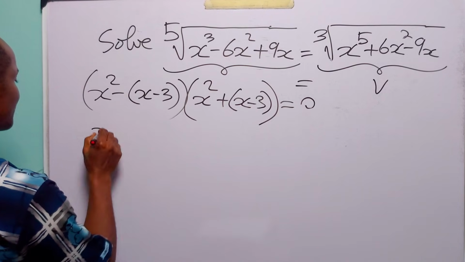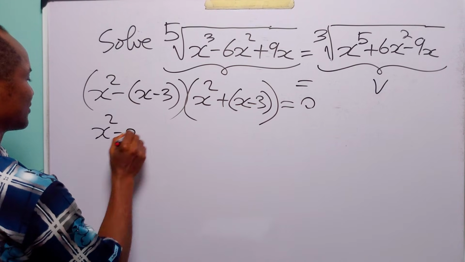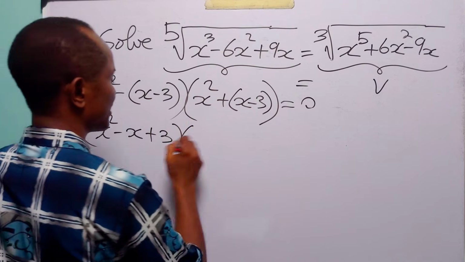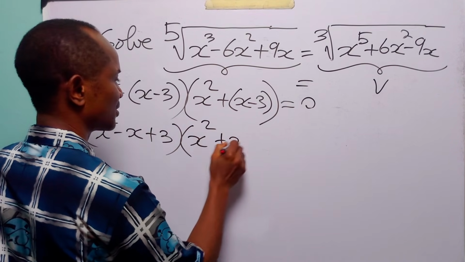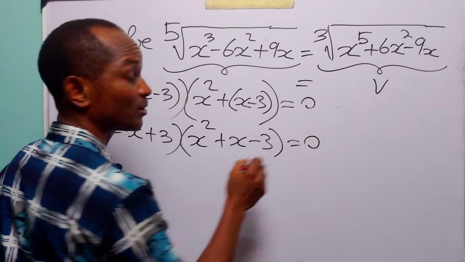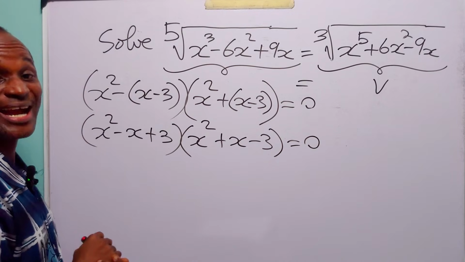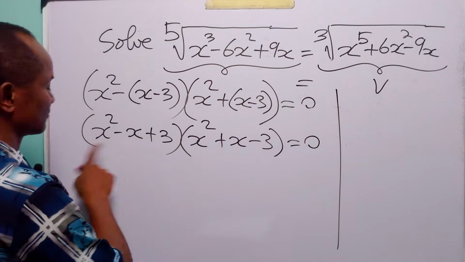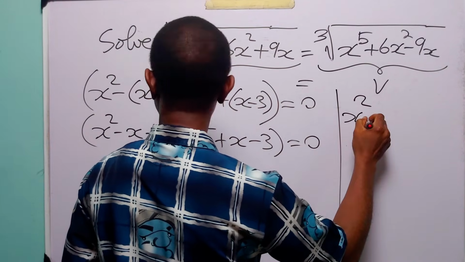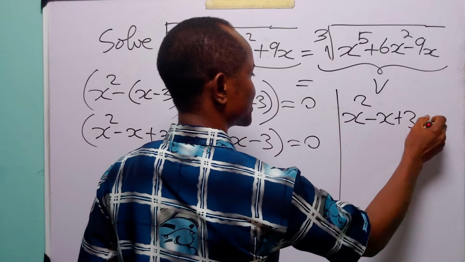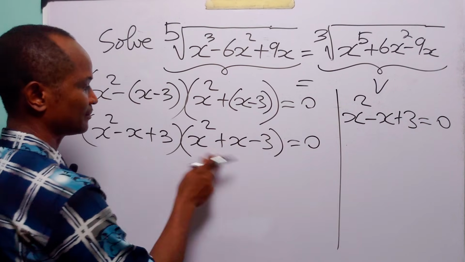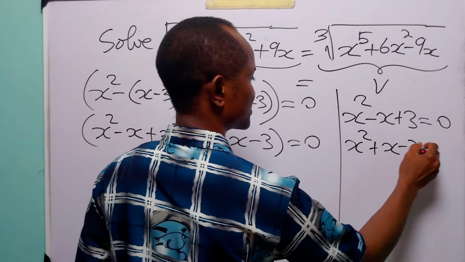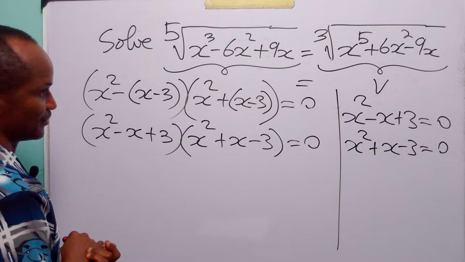And simplifying this, we have x squared minus x, minus minus is plus 3. Here we have x squared plus x minus 3 is equal to 0. So to find the values of x, all we have to do is to solve the two equations: x squared minus x plus 3 is equal to 0, and x squared plus x minus 3 is equal to 0.